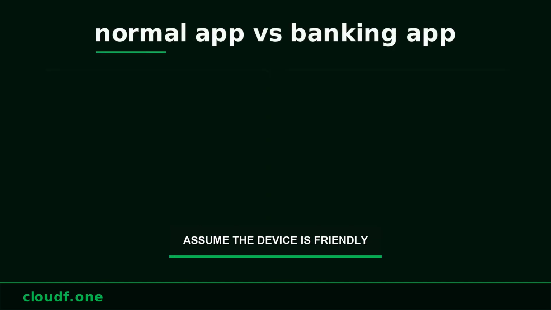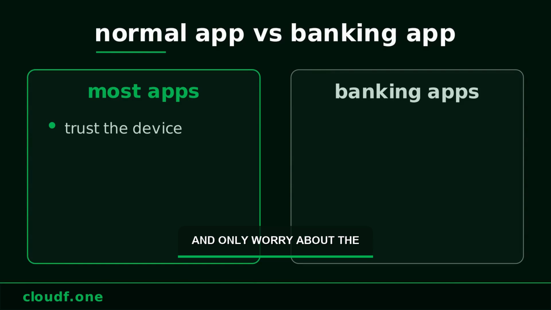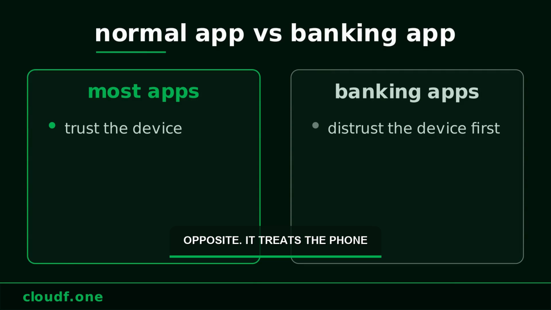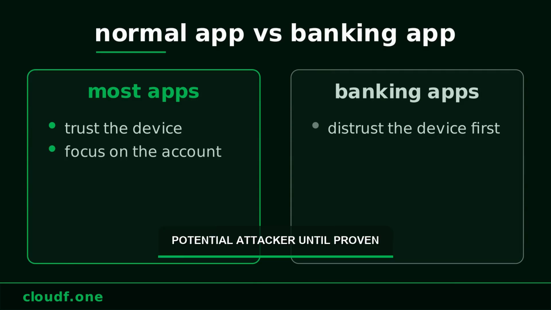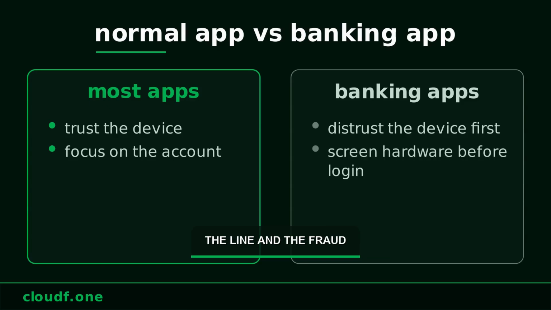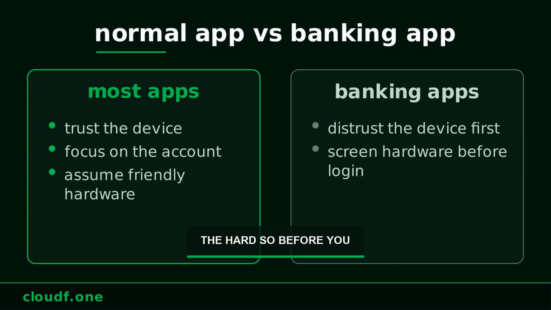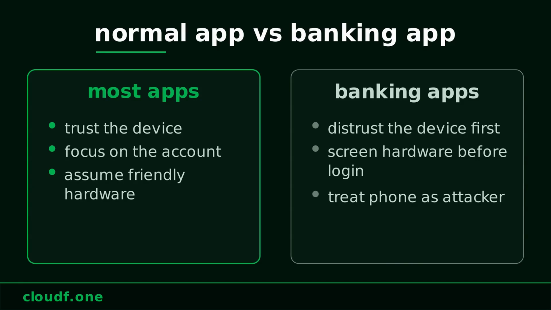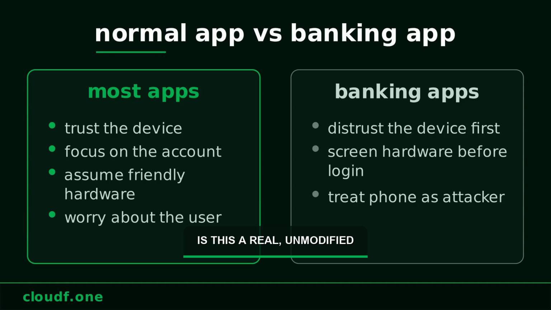Most apps assume the device is friendly and only worry about the account. A banking app assumes the opposite. It treats the phone in its hand as a potential attacker until proven otherwise, because the money is on the line and the fraud teams behind it have learned the hard way. So before you type a username, before a single screen loads, the app is busy asking one question. Is this a real, unmodified phone, or is it something pretending to be one?